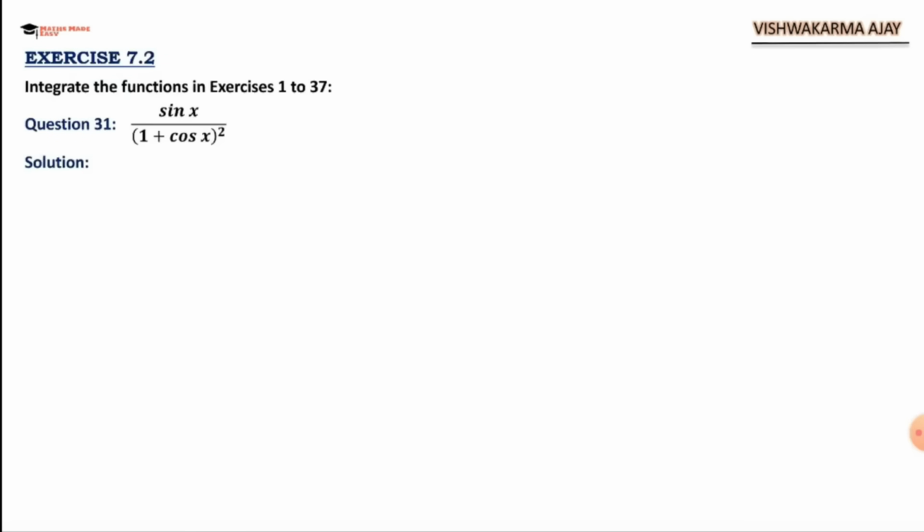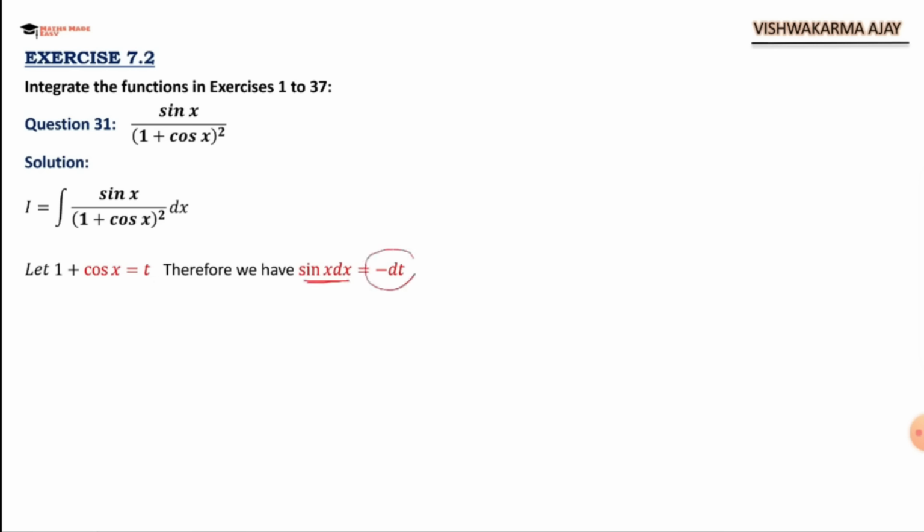Okay, question number 31. Sin x upon 1 plus cos x the whole square. Okay, we are going to substitute 1 plus cos x as t. Since the derivative of 1 is 0 and the derivative of cos x is minus sin x, we will make some adjustment to remove this sin x dx. Like here, if I substitute 1 plus cos x is equal to t, I can say that sin x dx can be replaced with minus dt.